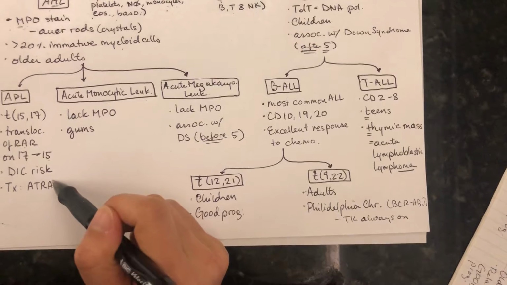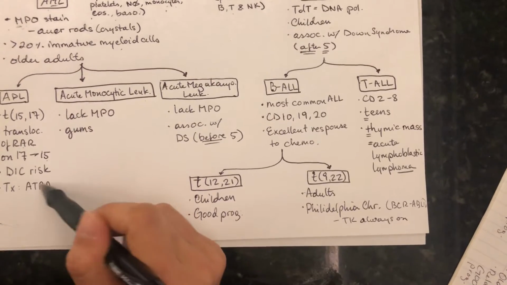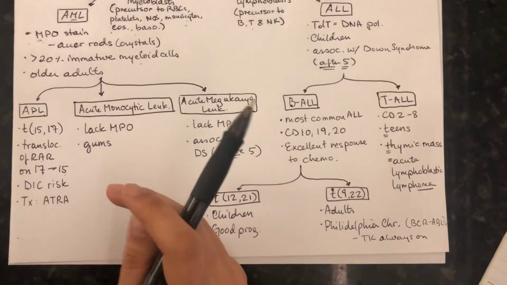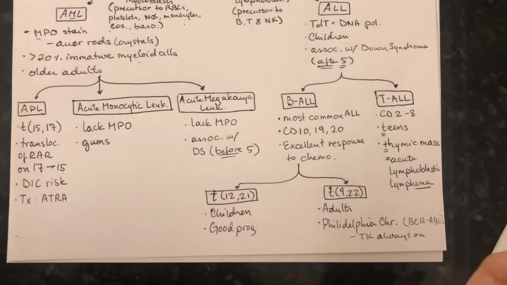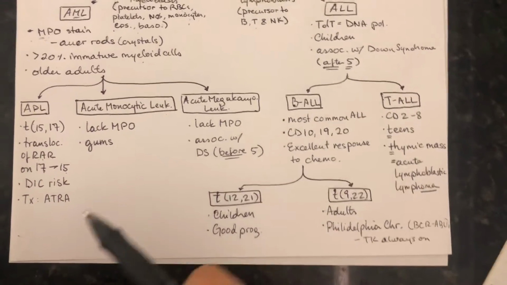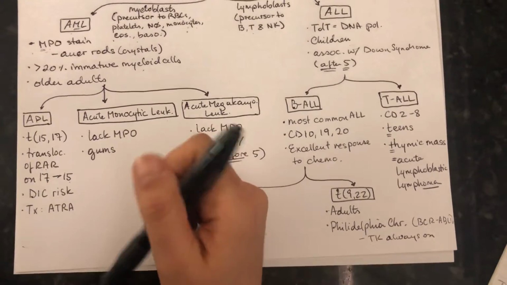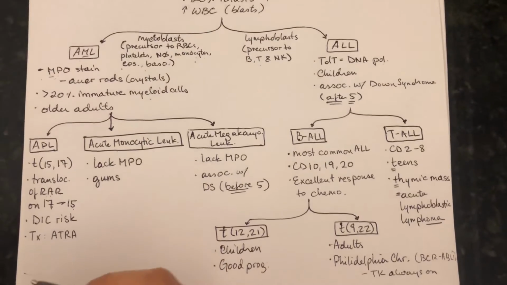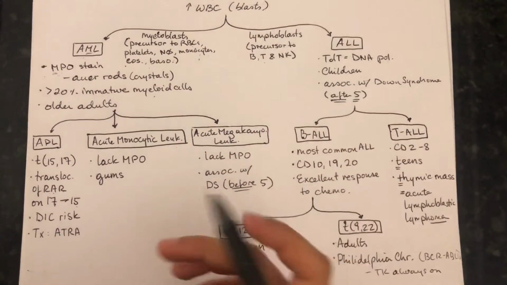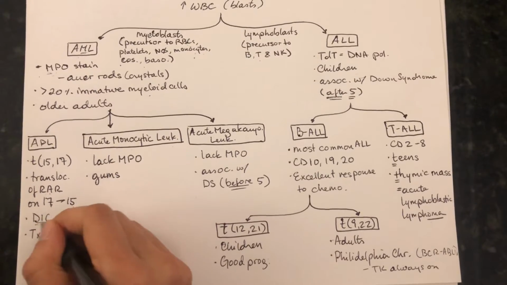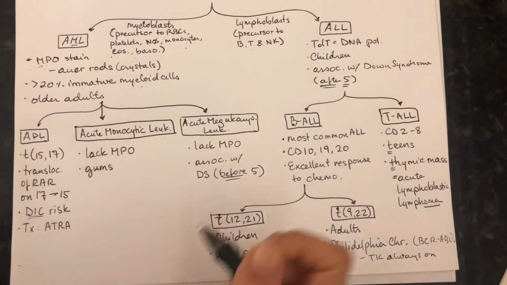To treat this, patients are given ATRA, or all-trans retinoic acid, and it's a form of vitamin A that induces cell differentiation. It forces these cells to mature so that they're no longer producing a leukemia. And it should be noted that there's an increased DIC risk with this.